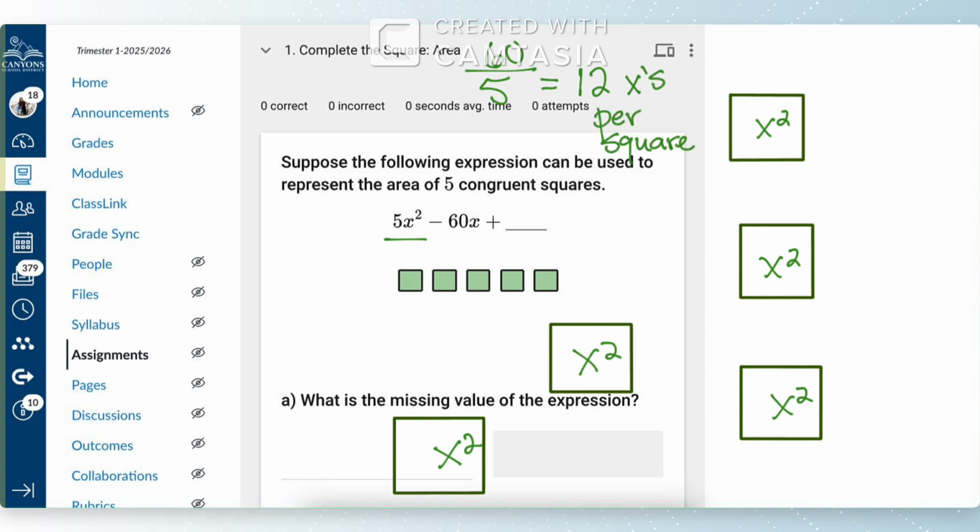Now, if you remember, on Tuesday, I drew that little area diagram to start teasing where we were heading here. If we have 12 x's per square, we've got to divide that by the two sides, and that means that we have 6 x's per side.